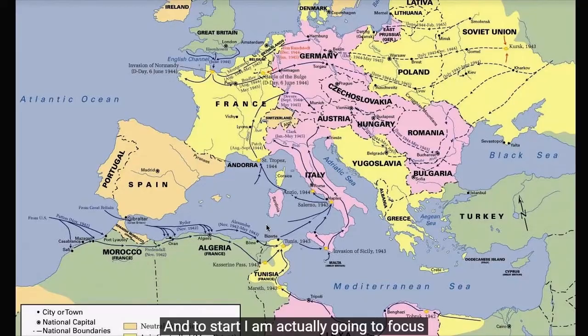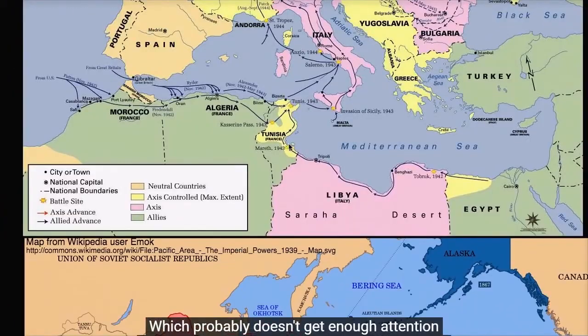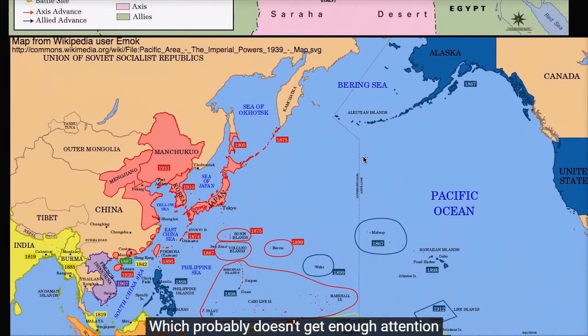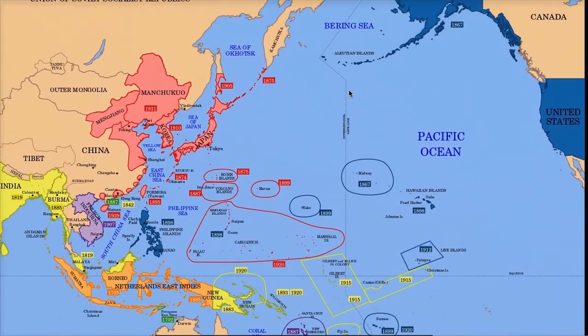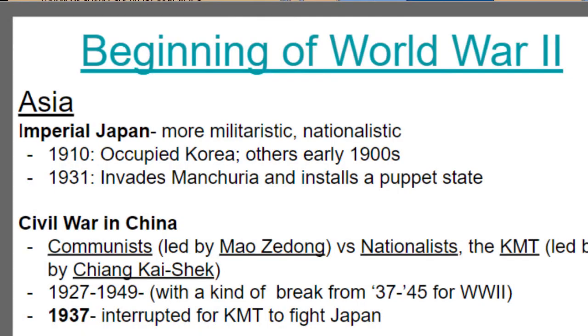And to start, I'm actually going to focus on Asia and the Pacific, which probably doesn't get enough attention when we look at things from a Western point of view. But if we go back even into the early 1900s, Japan is becoming more and more militaristic, more and more nationalistic. In the early 1900s, it had already occupied Korea as of 1910. And in 1931, it invades Manchuria.